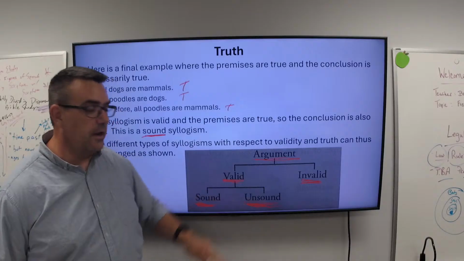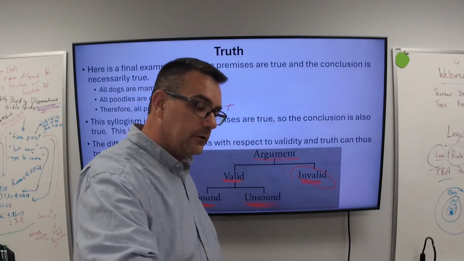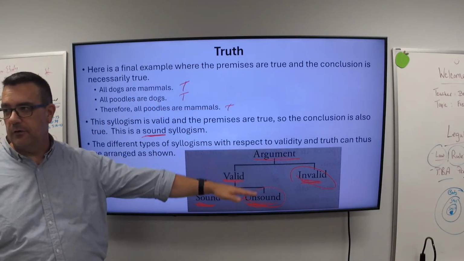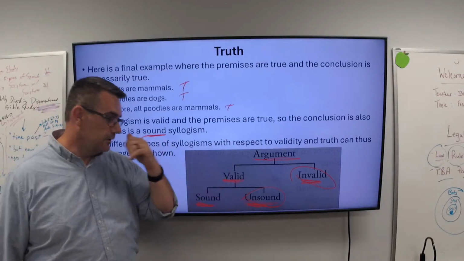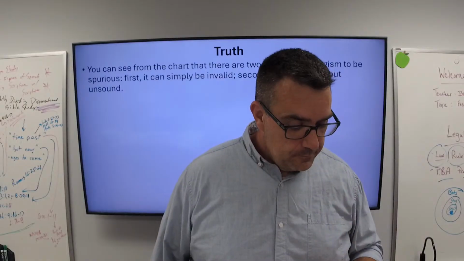So there's two ways for any argument to be false. The first one is that it's invalid. The second is that it's what? Unsound. Those are the two ways an argument could be spurious. It's either invalid or what? Unsound. So, that's what we just said there.